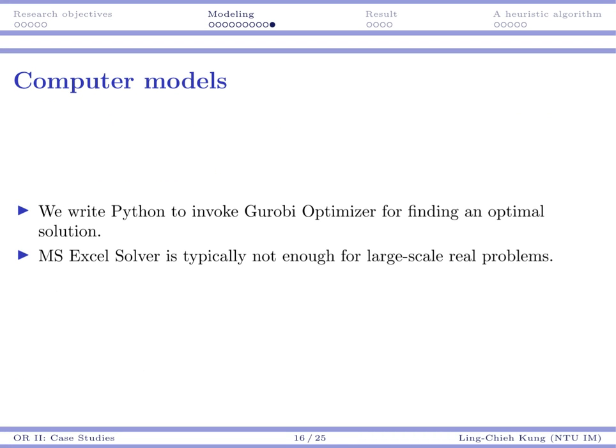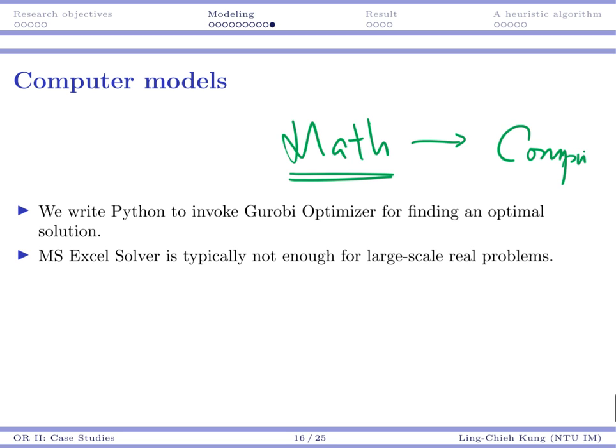Once you have a mathematical model, that's a description. You build a mathematical model only with pen and paper. Then you may give that to someone to build a computer model. A computer model, in our case, we write Python to invoke the Gurobi optimizer. That's enough for us to find an optimal solution.